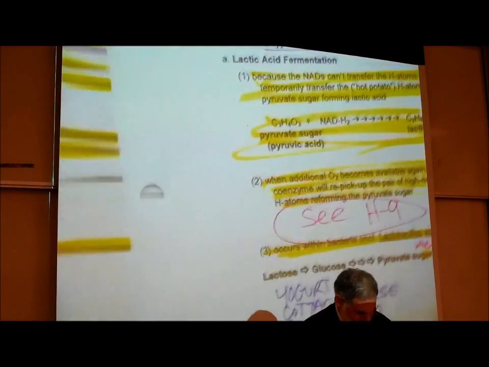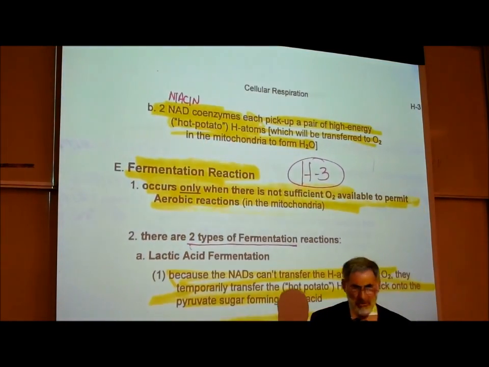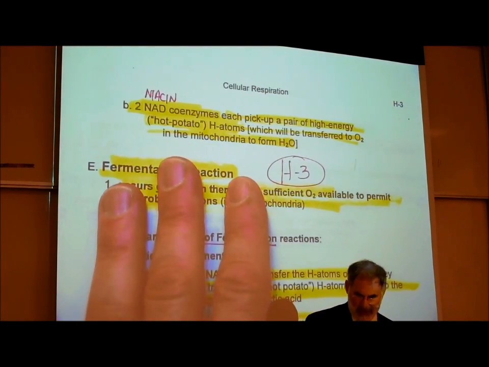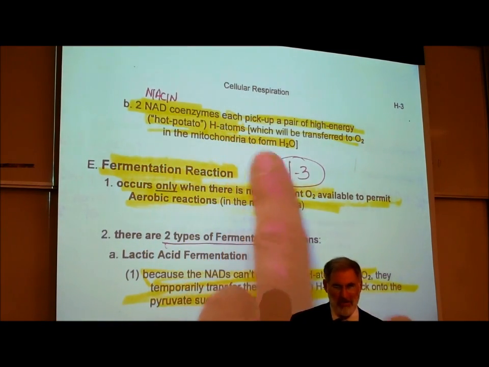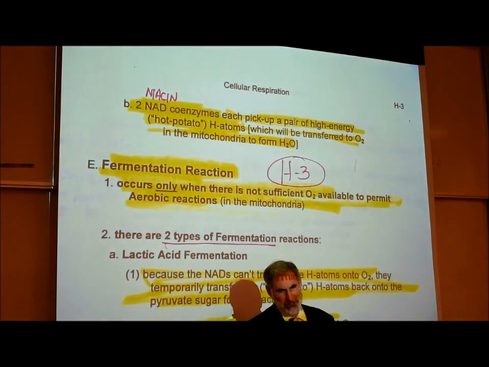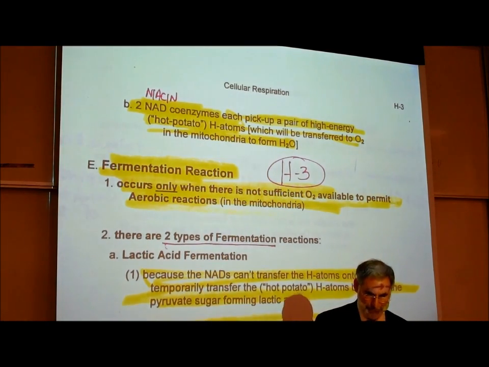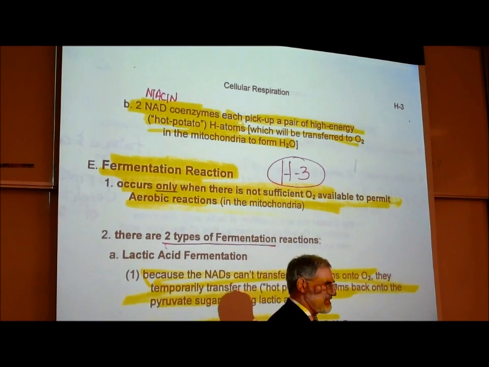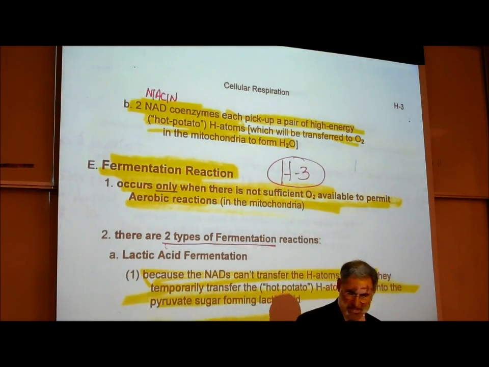On page H3, if I can find my H3. On H3, we wrote that 2 NADs, and what's an NAD? The B vitamin niacin. We talked about it back in section F. 2 NAD coenzymes each pick up a pair of high energy or hot potato hydrogen atoms, which will be transferred to the oxygen in the mitochondria of the cell to form water. That's glycolysis. Now, what happens next depends upon whether there is oxygen available to the cell or not.